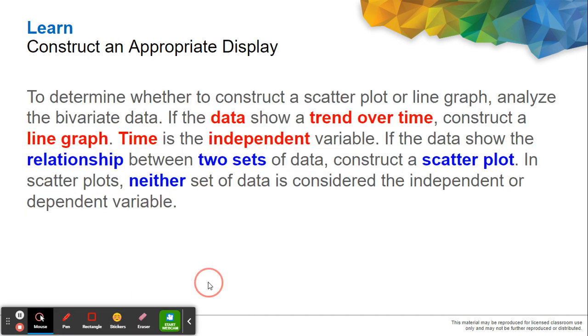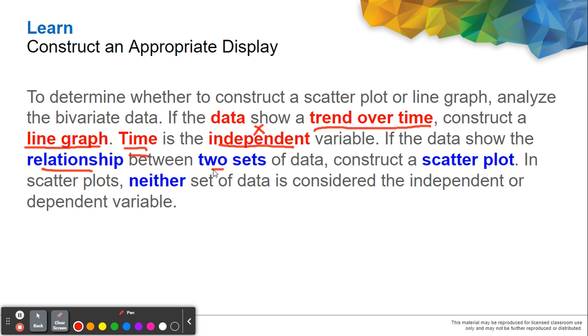To give you more tips, remember, to determine whether to construct a scatter plot or a line graph, first, of course, we have to analyze our data. If the data shows a trend over time, we construct a line graph, and time will be our independent variable, our x-axis. But if the data shows the relationship between two sets of data, we only construct a scatter plot. And in these scatter plots, remember that neither set of data is considered the independent or dependent variable.